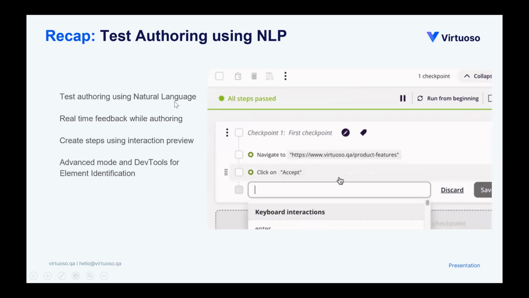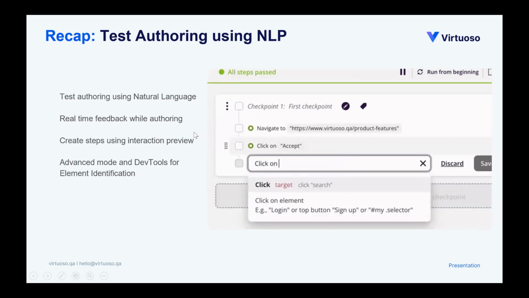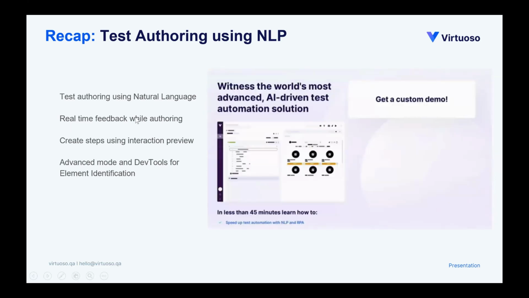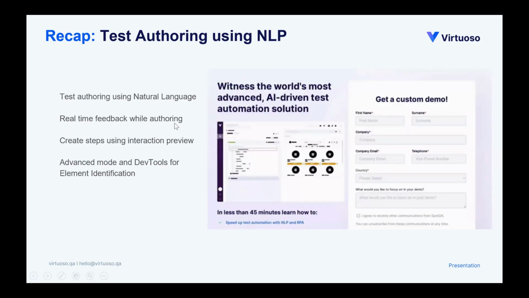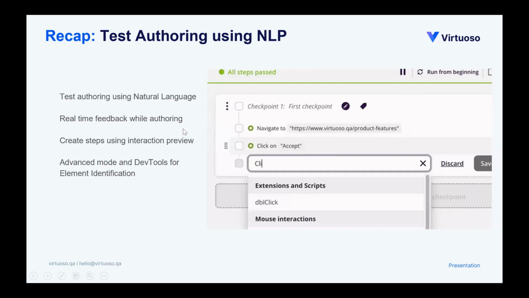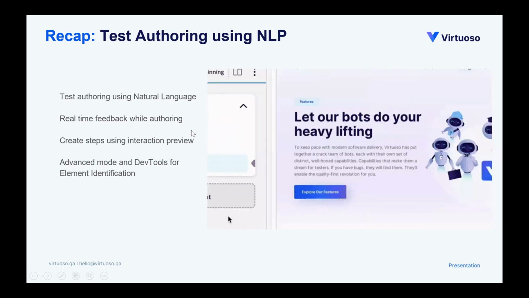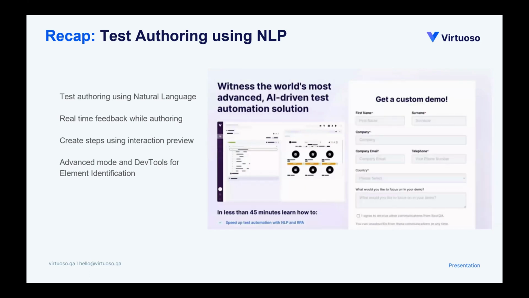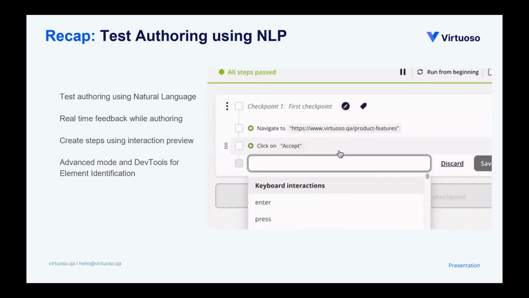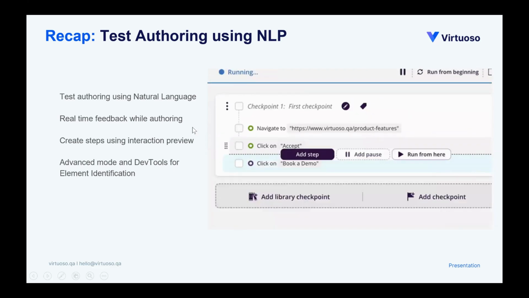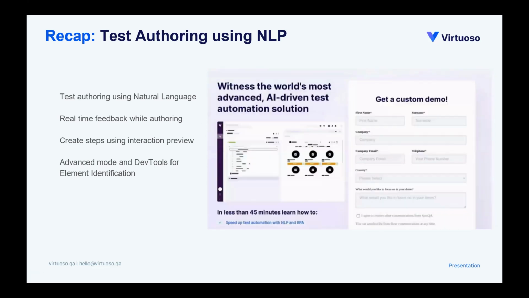The users also have an option to build these steps apart from the NLP syntaxes. They can build them using the live interaction preview by simply right clicking on any of the elements and then selecting the action that they wish to perform. And in order to steer with the advanced controls, we also have an option to use the advanced mode and dev tools for identifying the elements.